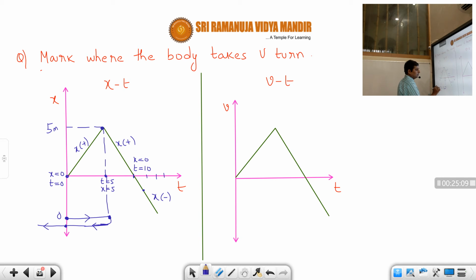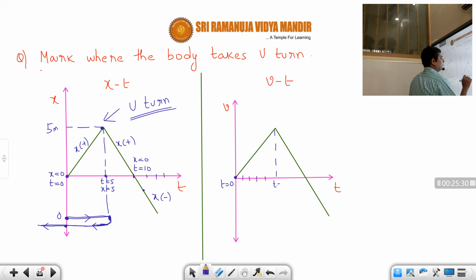Okay, students, I hope you understood. So the body takes a U-turn here in the case of the xt graph. Now let us see, in the case of the vt graph, where does the body take a U-turn? Okay, students. So now let us see here, at t equal to 0, velocity is 0. And as time increases, maybe let's say at time t equal to 5, the velocity is also increasing. Suppose let's say 5 meters per second. But velocity is positive. Positive means right side only, correct?